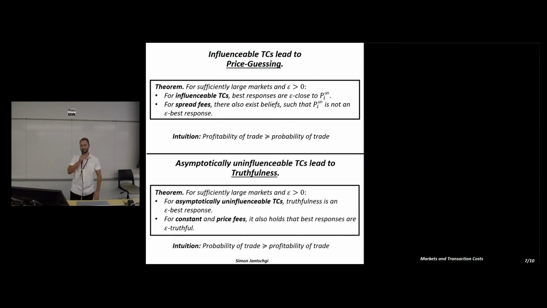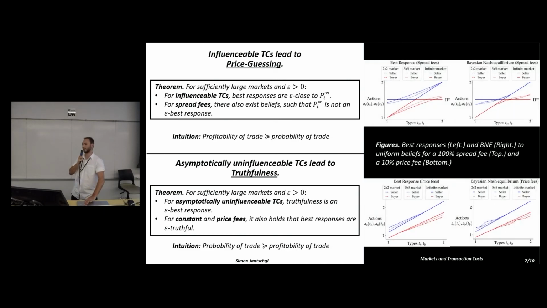And for asymptotically uninfluenceable fees, we basically recover the classical results from the literature, namely that truthfulness is an epsilon best response, and best responses are also close to epsilon truthfulness, because if you cannot influence your transaction costs and your payment, the best thing you can do is be involved in as much trade as possible, and so you become truthful. So this separation of transaction costs into two different classes shows that really two completely diametrically opposed strategic behaviors emerge, namely price guessing for the one side and truthfulness for the other side.